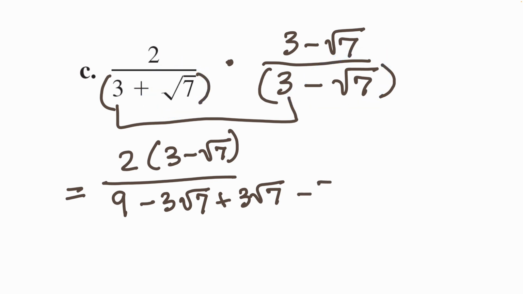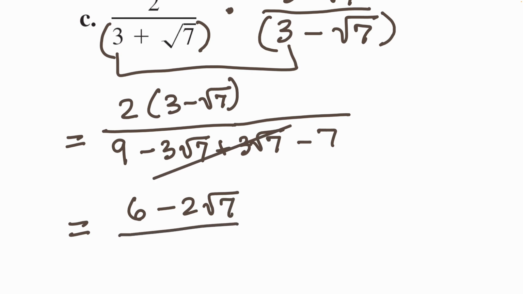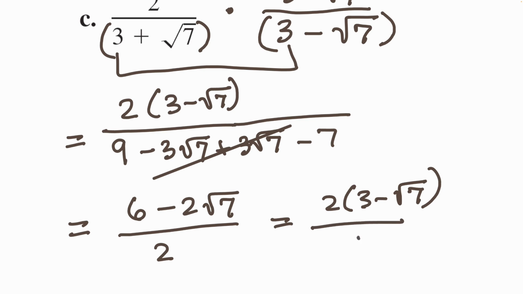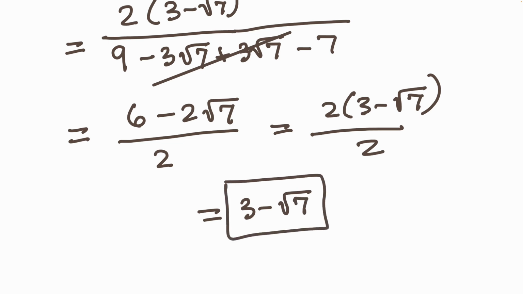Minus 7. And I'll go ahead and extend the division there. And so now I'm going to distribute on my numerator, and that'll give me 6 minus 2 square root 7. And then divided by, these will fall out, and I'll have 9 minus the 7, which gives me 2. And actually, I should have left the 2 factored because 2 times 3 minus the square root of 7 divided by 2. And then I can cancel those 2's out, and that's just going to give me 3 minus the square root of 7 as my final answer.